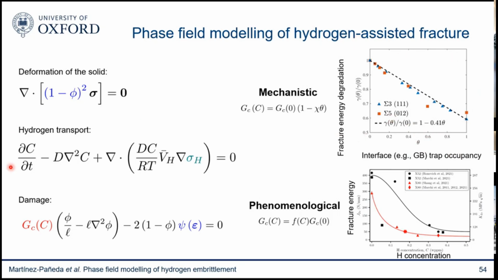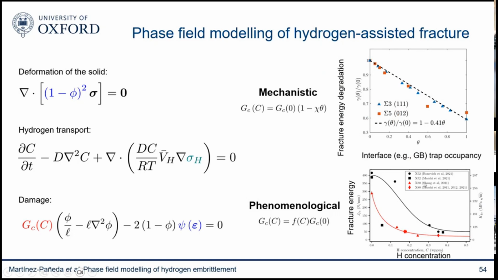So since we are solving for this hydrogen transport equation, you can use Oriani's equilibrium to find the coverage of your critical interface, like a grain boundary, and then you come in here, and you reduce your fracture energy in agreement with this. So this model requires no parameters whatsoever, just a DFT calculation offline. So it's kind of a mechanistic approach.